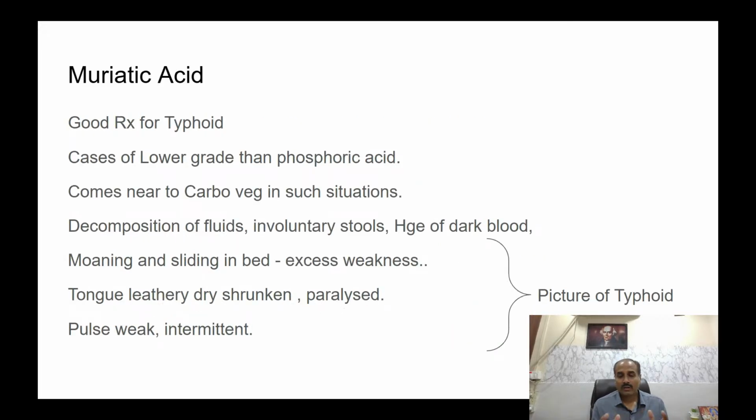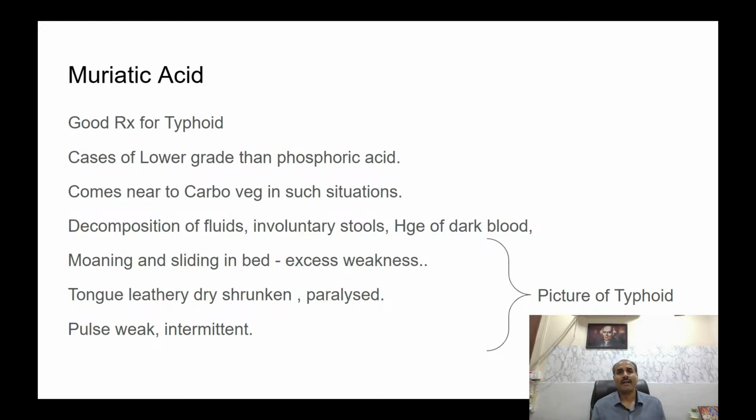So Dr. Nash gives us this explanation for phosphoric acid about the different types of urine and how it is important from the clinical point of view. And that's where he ends. And now we begin the other remedy, which is muriatic acid.